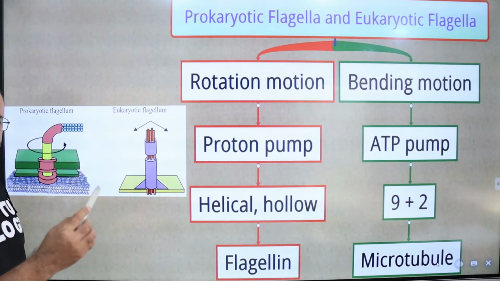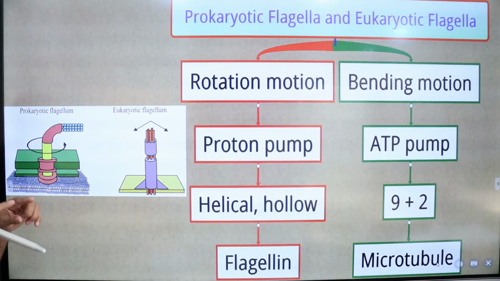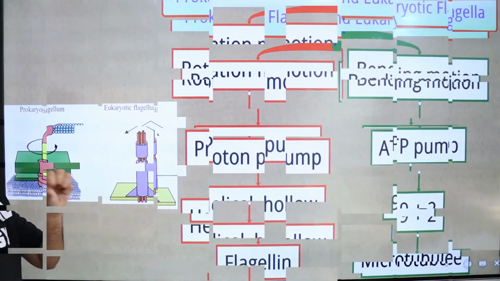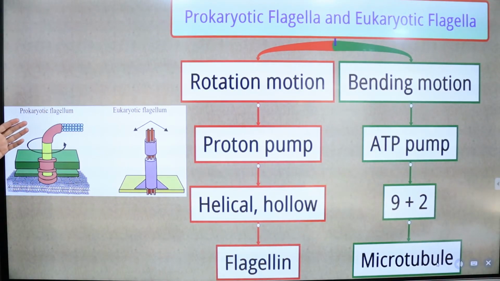Eukaryotic flagellum has a 9+2 arrangement. There are 9 peripheral microtubules and 2 centrally located microtubules. But prokaryotic flagellum is made up of a single protein that is called flagellin, and this flagellin wraps around in a helical fashion, creating a rigid hollow cylinder.